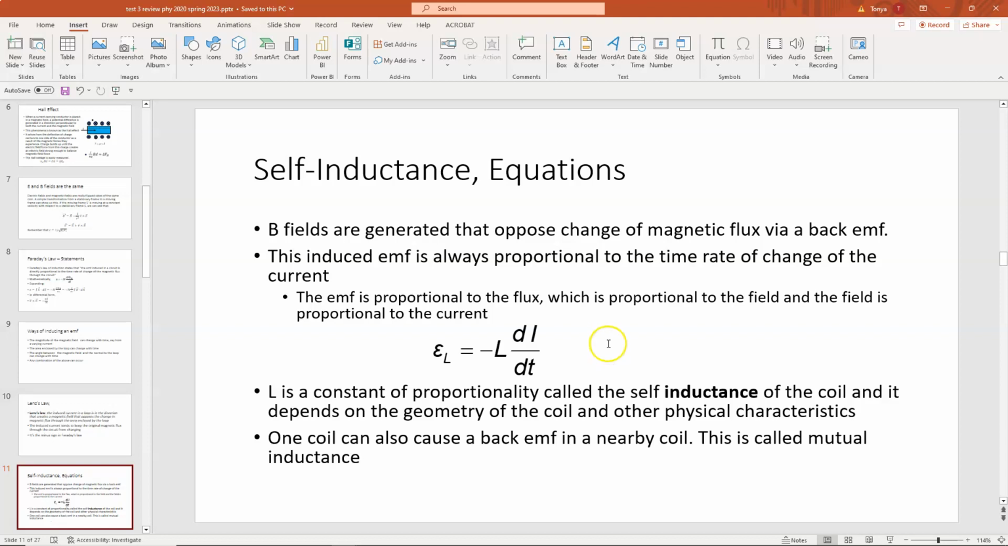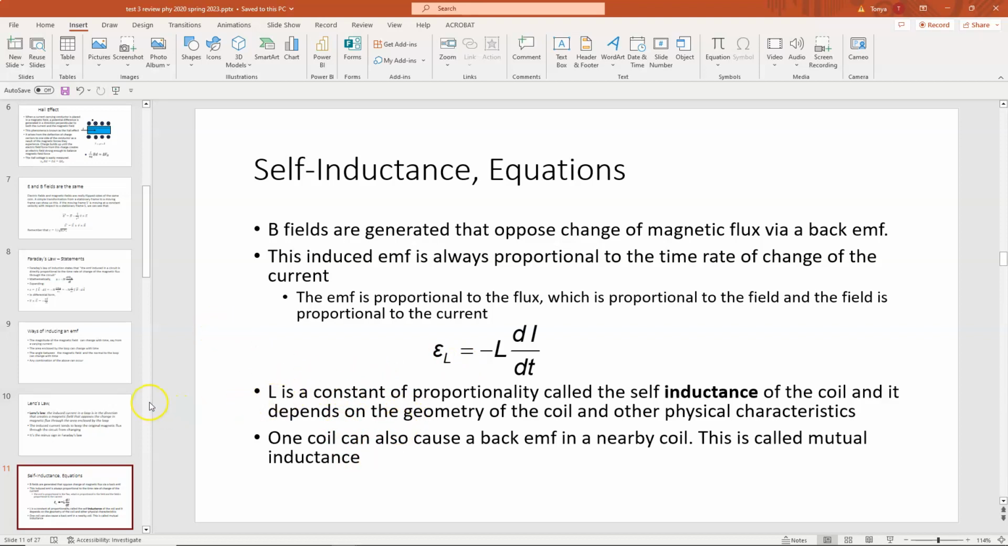So instead of writing it in terms of magnetic flux, you could write it for a changing current situation as being proportional to the rate of change of the current. That constant of proportionality that sets these two back EMFs equal to one another is called the self-inductance L. So we can write that the back EMF is equal to minus L di dt, where di dt is the time rate of change of the current, and L is that constant of proportionality that we call the self-inductance of a coil. It depends on the geometry of the coil and other physical characteristics like the number of turns, but it doesn't depend on the current flowing through the coil.